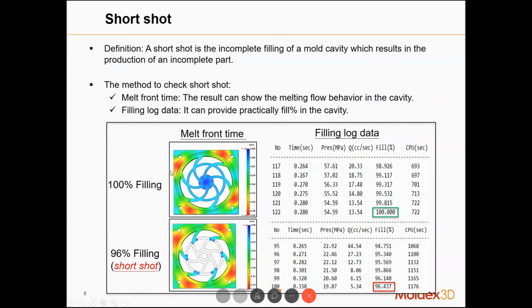In this picture, you can see on the left side the model with the short shot and the model without the short shot. Or you can check the short shot result by the filling log file. The log file shows you what percentage of your cavity is filled. So in this case, we can see only 90% of the filling happened on the short shot example here.